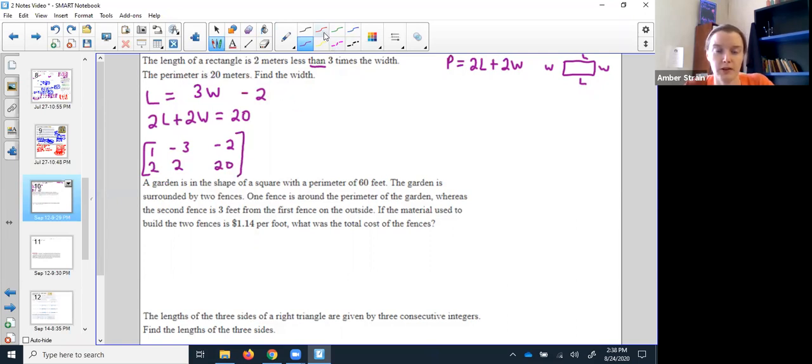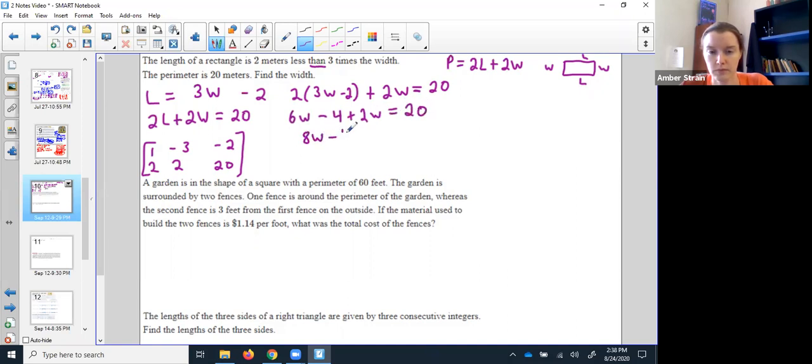Like I was saying, if you did want to substitute, we could do it that way and say that 2L plus 2W equals 20. Let's just work through that real quick so we have a little bit of practice in. So we replace the L with that 3W minus 2, distribute, combine our like terms, and then solve for W. And then 24 divided by 8 luckily gives us a nice pretty 3.